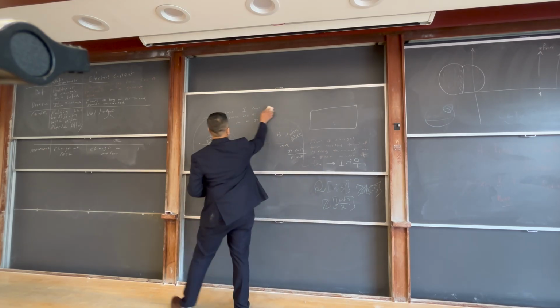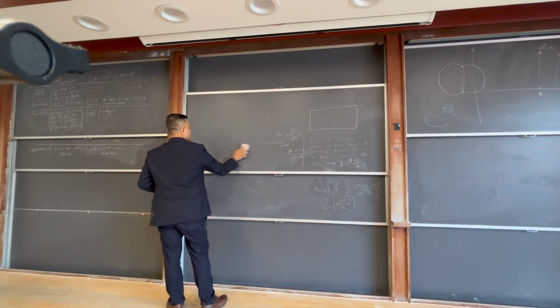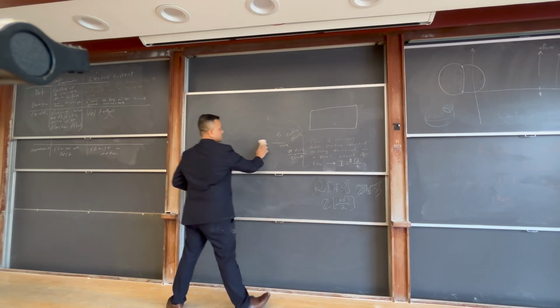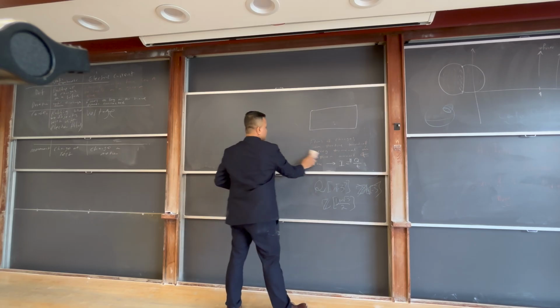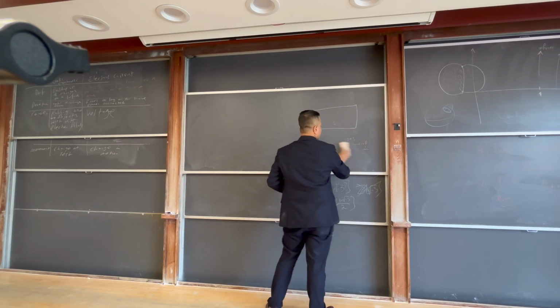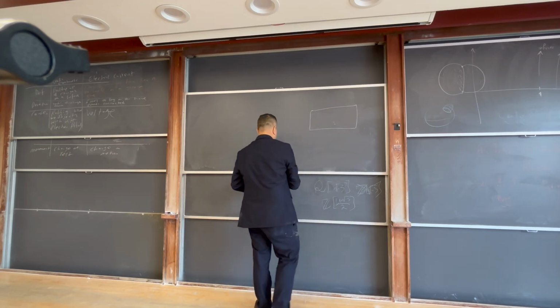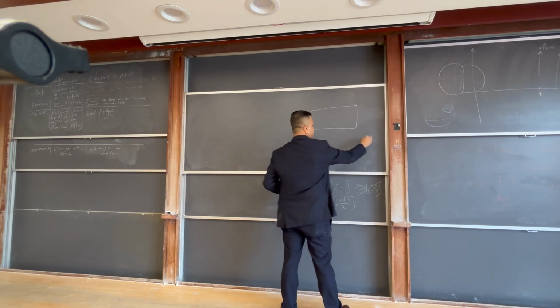So now that we have the definition and we have some idea, we should be able to see the diagram. And this rectangle is made of what? Aluminum.